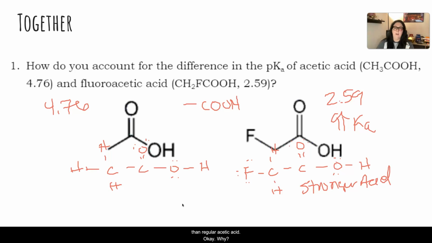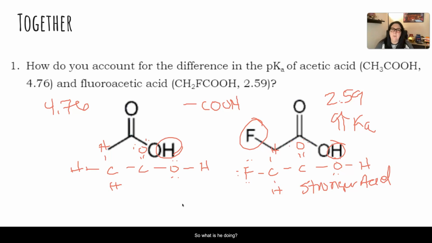Okay, why? Clearly it's got something to do with the F, right? Because they have the same number of carbons. They're both a COOH group. They have all of that. They both have an acidic proton. It's this one. Okay, so what's the deal with F? What do we know about F? He's very electronegative. He's the most electronegative element that we have on the periodic table.